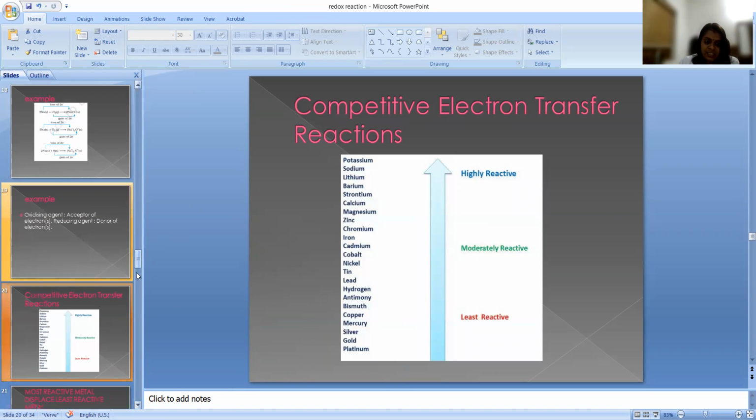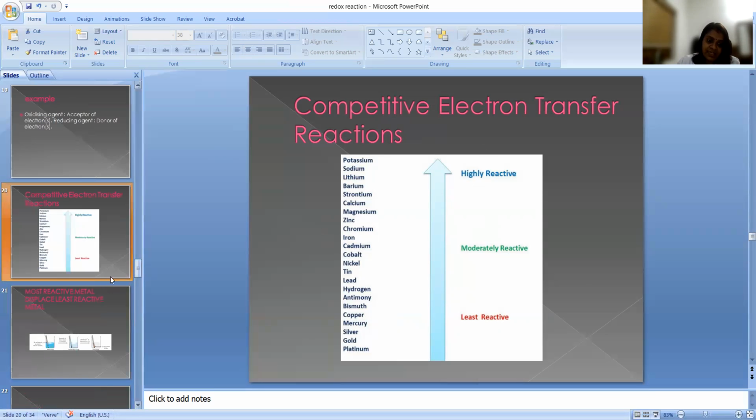Now competitive electron transfer reactions, which we have already learned in 10th grade. First we have to understand the reactivity series, how the metals are arranged in the reactivity series. In the reactivity series, it is arranged so that a highly reactive metal will be on the top, and as we move down, less reactive metals will be on the bottom side. So the most reactive metal is on the top and the least reactive metal on the bottom side in the reactivity series.